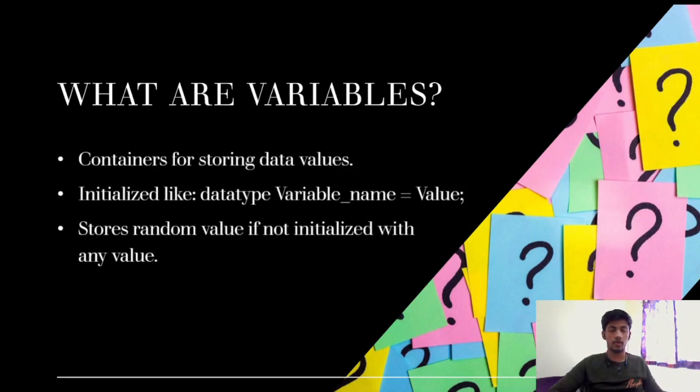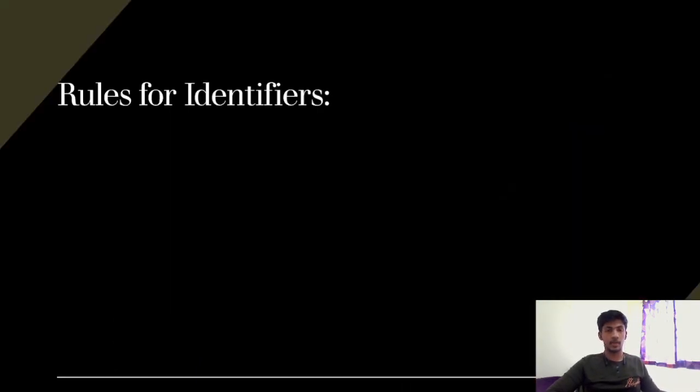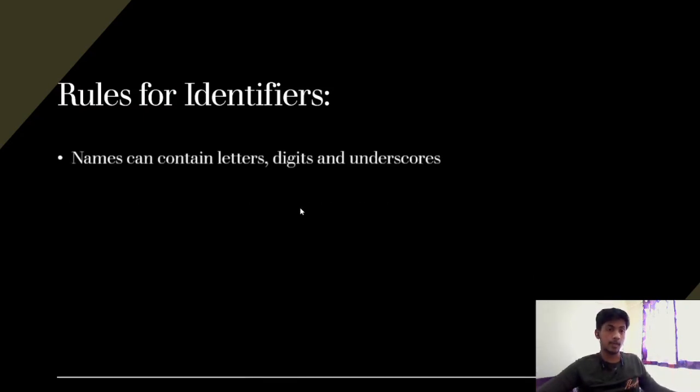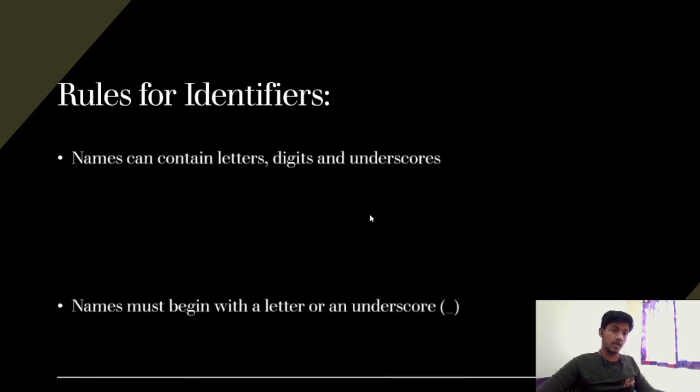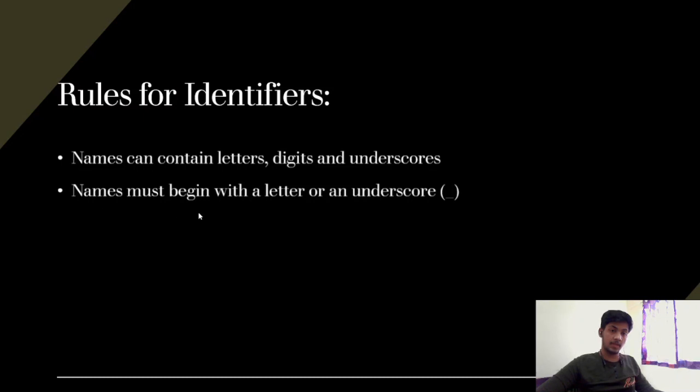Now we will move on to identifiers. Identifiers or symbols are the names that we give to our variables or functions in our program. That's it, nothing else. There are some rules for identifiers, so we will learn about them. The first rule is that names can contain letters, digits, and underscores only. And names must begin with a letter or an underscore.